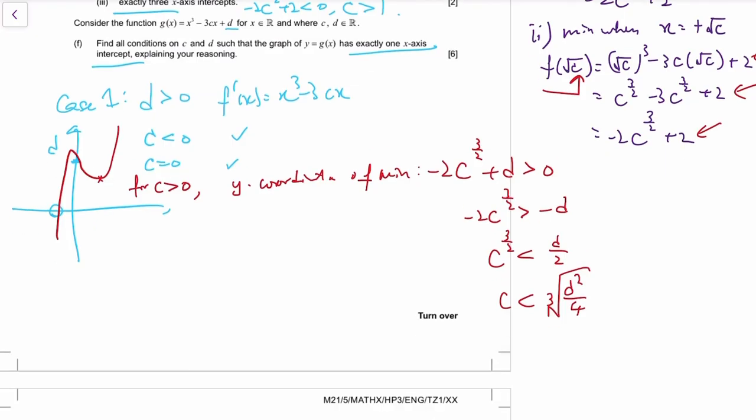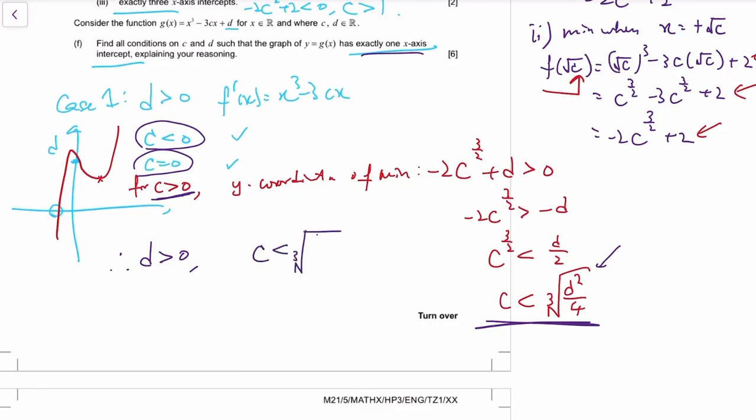So this happened under the assumption that c is bigger than 0. When c is between 0 and this value, you only have one x-intercept. But remember, when c is negative and when c is 0, you also would only have one x-intercept. So if d is bigger than 0, then you basically only need c to be less than that, because if c is negative, you would get only one x-intercept no matter what for c.